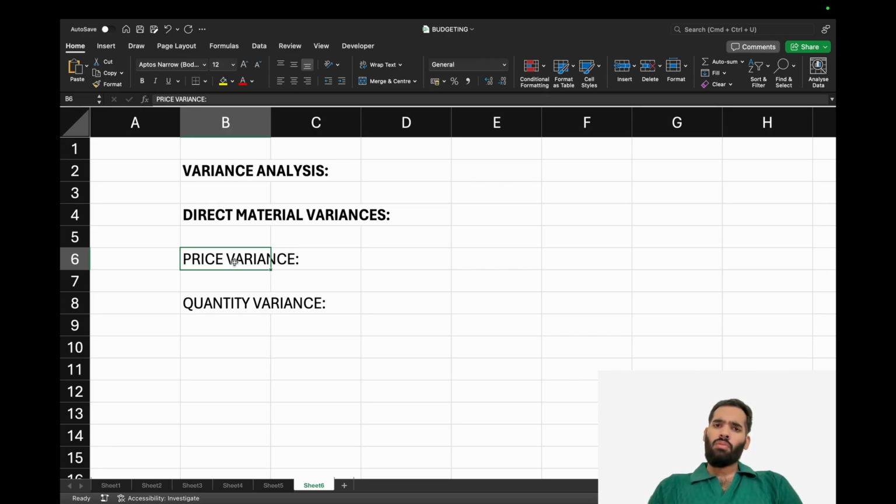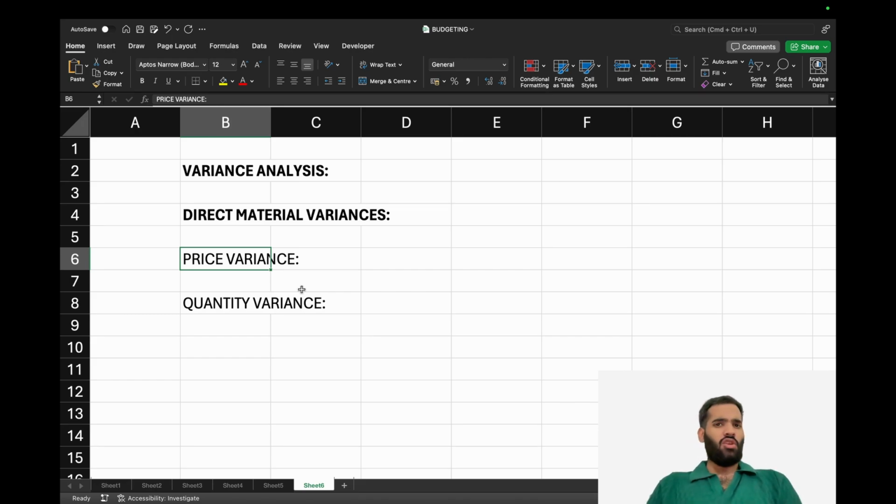Who is responsible for that? Of course, the purchase department, right? Procurement department. They are responsible for buying the material, negotiating a good price. So when I see a price variance that is unfavorable, obviously I'll go to my purchase department and ask them, why did you pay more than you should have? More than we told you to pay, let's say.